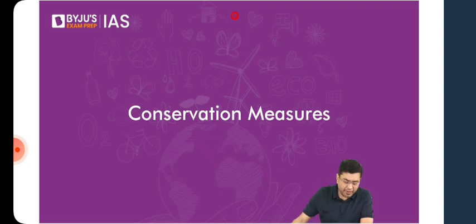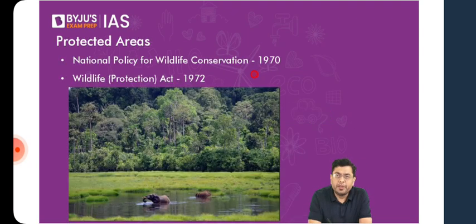Now, first of all, the conservation measure. The entire aspect of conservation of wildlife was brought into relevance by the declaration of the National Policy of Wildlife Conservation, which dates back to 1970. This was one of the first policy documents to bring about a concerted effort for the conservation of wildlife. But it was the Wildlife Act of 1972 that added weightage to the process of conservation, and the conservation legislation is covered by the details of the Wildlife Act 1972.